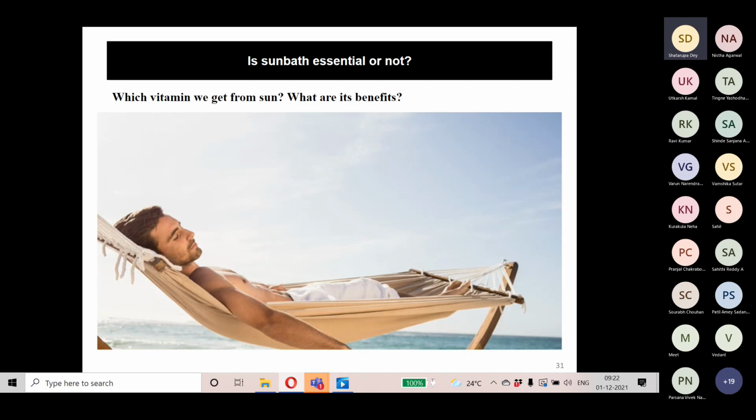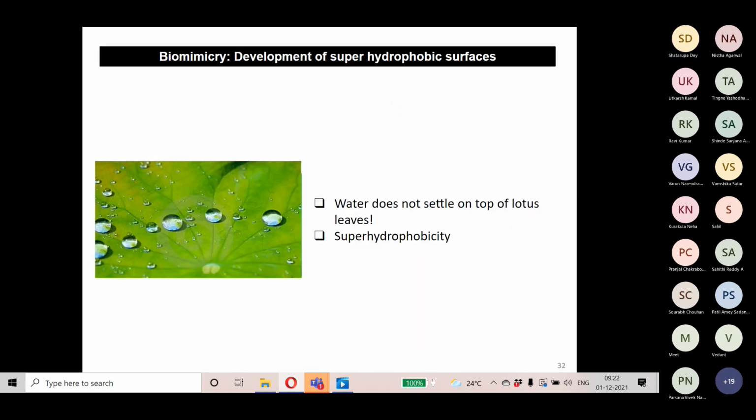So is sunbath essential or not? No, it is definitely not essential for life. It should be avoided. You should always wear sunscreen outside. Which vitamin do we get from the sun, and what are its benefits? We get vitamin D from the sun, but we also get vitamin D from our diet. Because of that, sunbath is not essential for life. Okay, Diksha, you can go ahead. Yeah, thank you, Shatrupa, for adding more information.